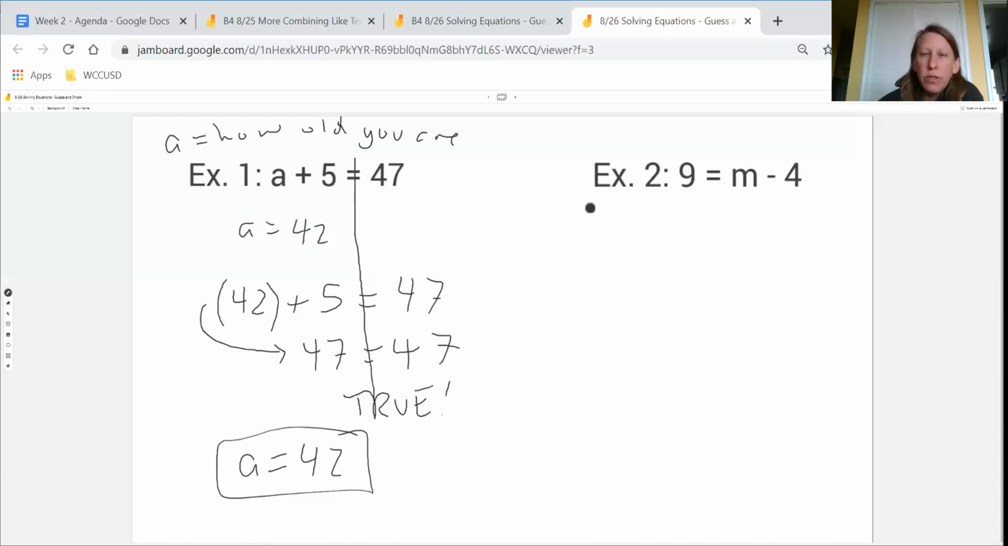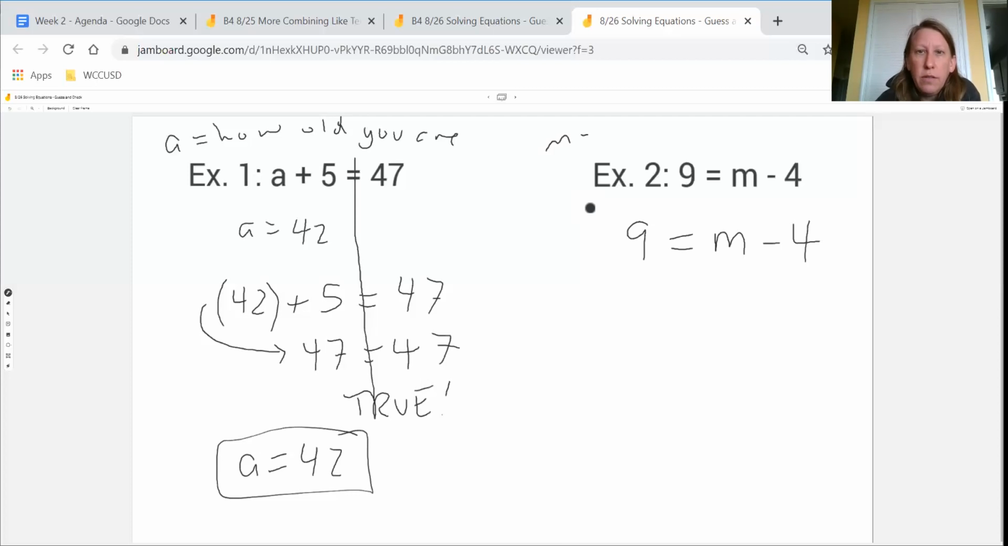All right, how about this one? This one says 9 is the same as some number minus 4. Maybe M stands for money. I have some money and I spent $4 and now I have $9 left. How much money did I have to start with? So anyone think they know? You want to give me a guess?